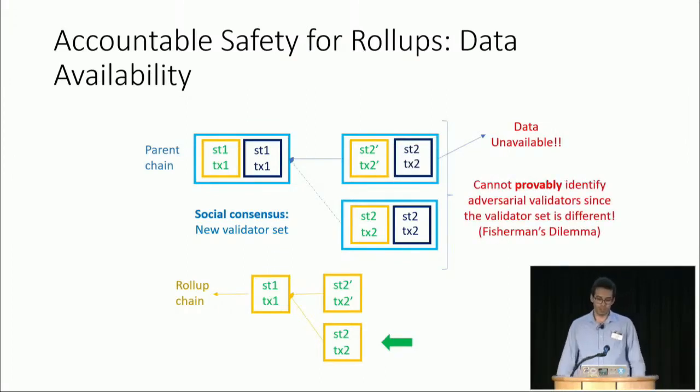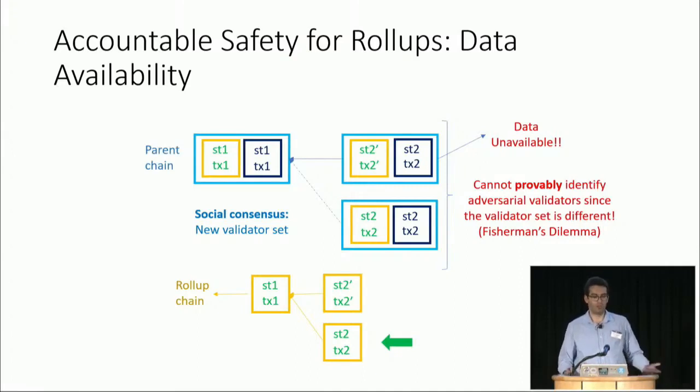Now, at this point, we do not have accountable safety. The reason is these adversarial validators who kept the data hidden initially might reveal it later. So this is the typical fisherman's dilemma. Even though there seems to be a fork here, we cannot identify double signatures by malicious validators because the validator set on these two blocks are completely different.